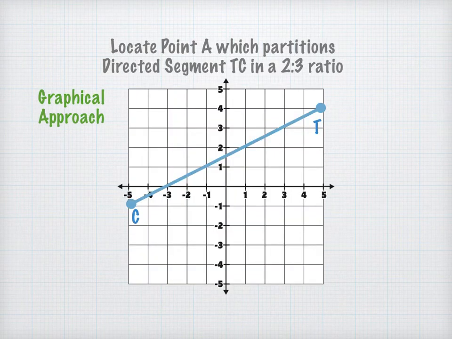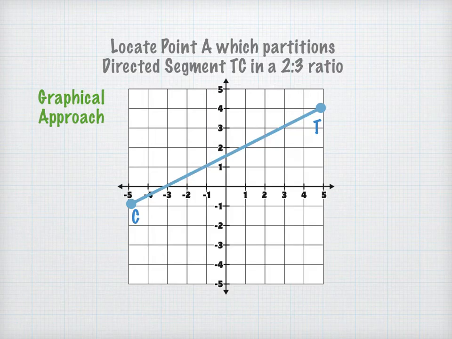All right, let's do one more example. And this is a graphical approach. We have directed segment TC this time, right? And we want to locate point A along that segment, starting at T, going towards point C, in a 2 to 3 ratio. So if it's 2 parts to 3 parts, that's a total of 5 parts, right?